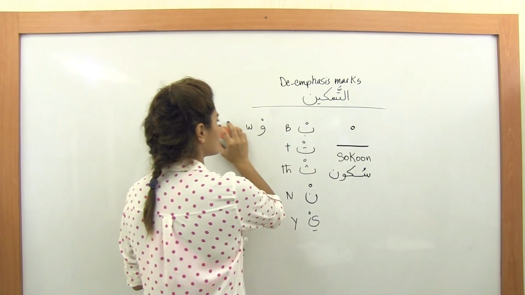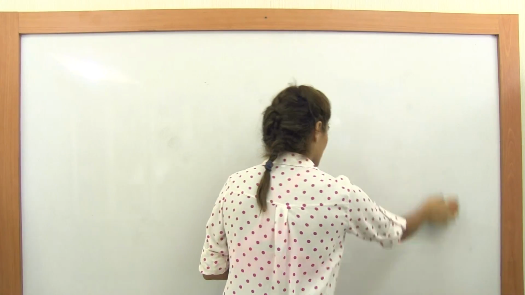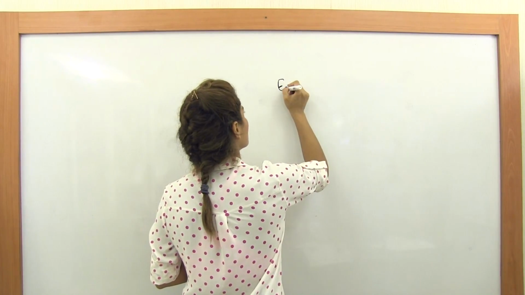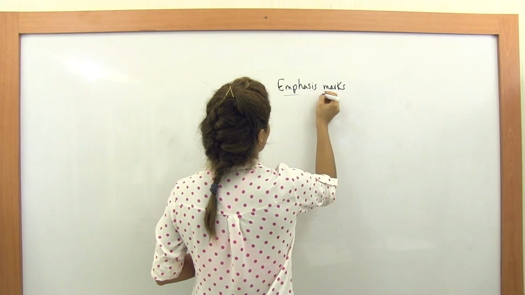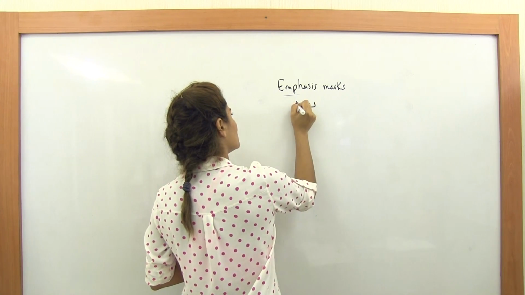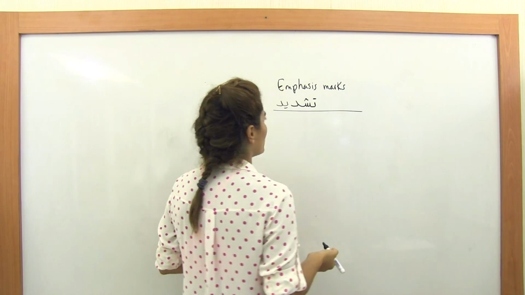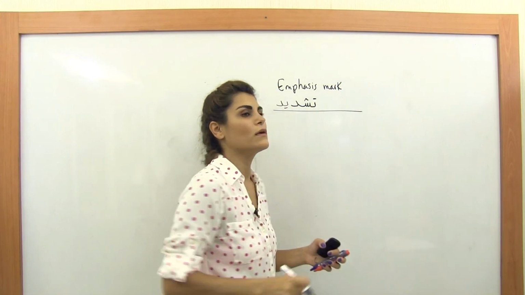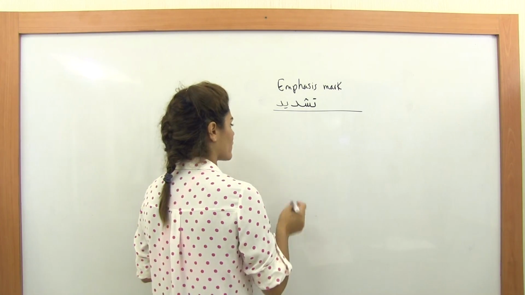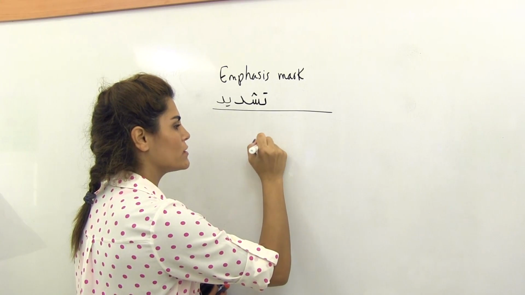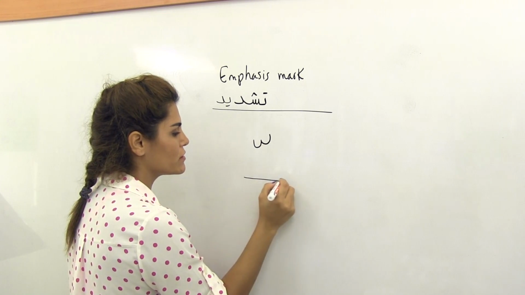The second one is the emphasis marks. Emphasis by itself means tashdid, or emphasizing the sound of the letter. And the mark itself, the emphasis mark, is called shaddi. Let's see how it looks. Shaddi looks like a flipped 3. It should be on the top of a letter.